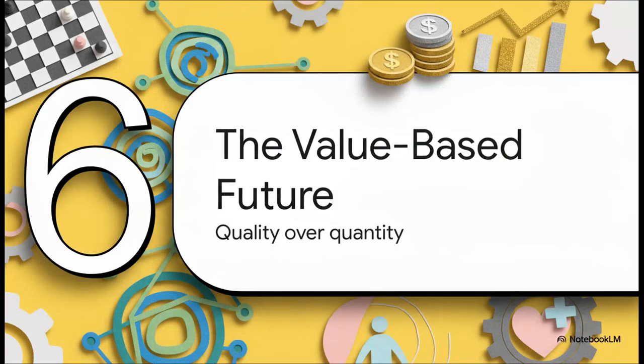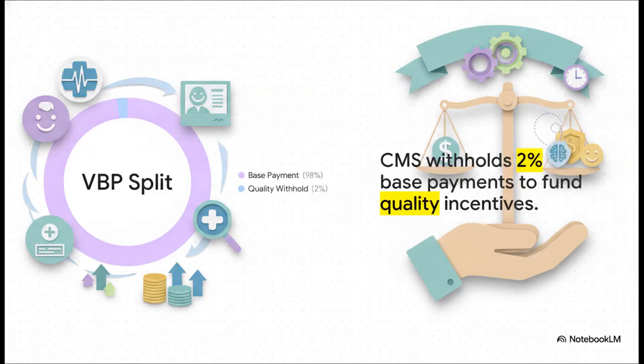All right, final section. Part 6, the value-based future. To counter all these risks, CMS introduced the Hospital Value-Based Purchasing Program. It's a really clever pivot. Basically, they withhold 2% of that base DRG payment upfront, and they only redistribute it back based strictly on clinical outcomes, safety, and patient experience. Meaning, you don't just get paid for treating someone anymore, you get paid for treating them well.